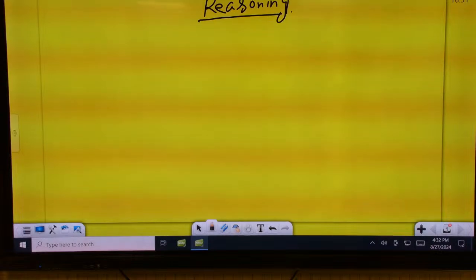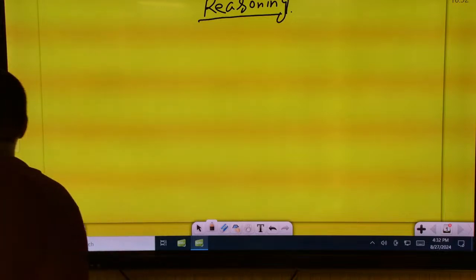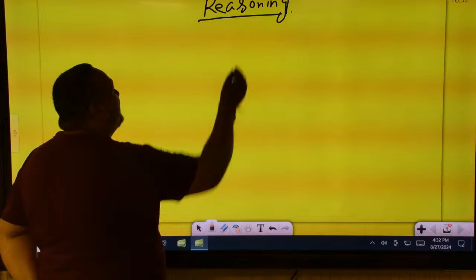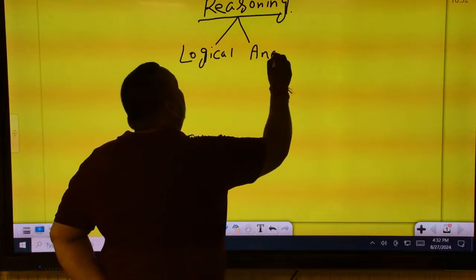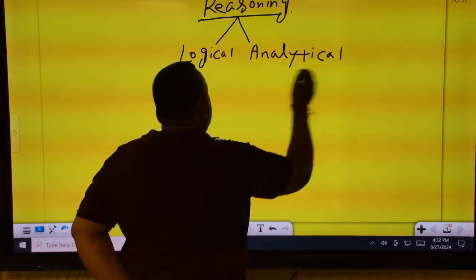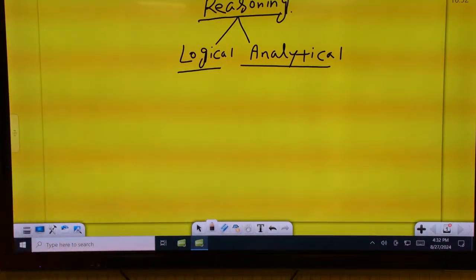Reasoning is divided into two parts, right? Tell me the name of those two parts. Is it verbal, non-verbal? These are the two parts of reasoning, logical and analytical, right? That verbal and non-verbal is just commonly known, but the real name is logical and analytical.